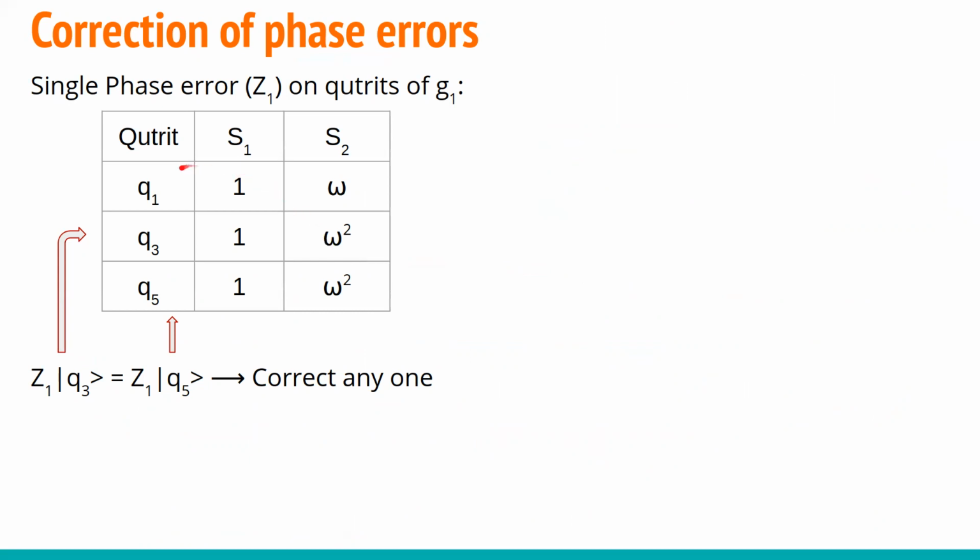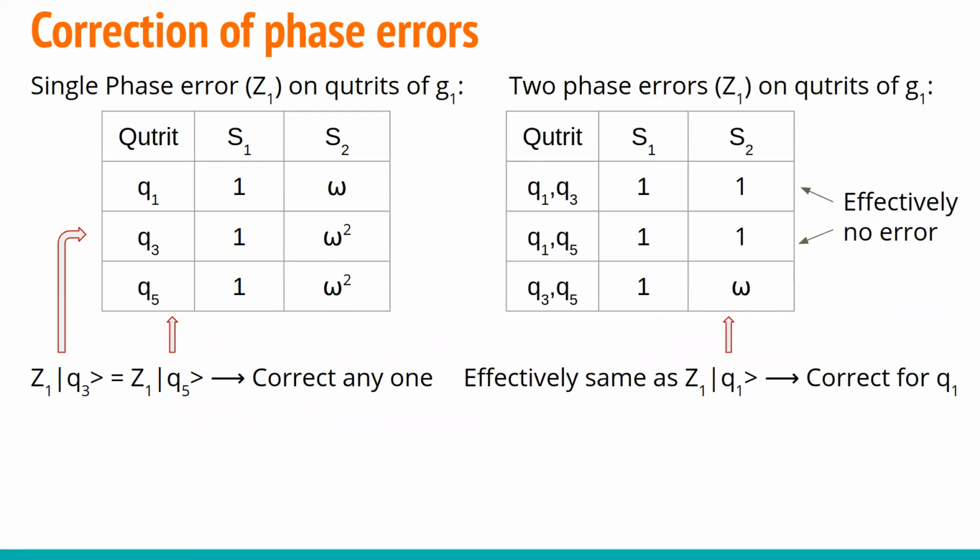So we have three qubits Q1, Q2, Q3. If Z1 error occurs on it, these are the stabilizers. So here we see that Q3 and Q5 have the same stabilizer pattern. So we correct for any one of them. It doesn't matter. Now what happens if two qubits simultaneously have phase errors? Here we see for these two, the errors actually nullify each other. So effectively there is no error. But here this pattern is similar to Q1. So we don't know whether Q3, Q5 has occurred or Q1 has occurred. But since the effect is similar, we can correct for Q1.